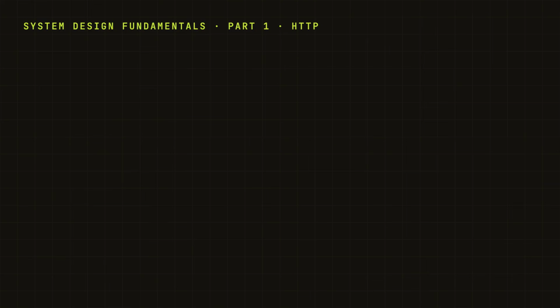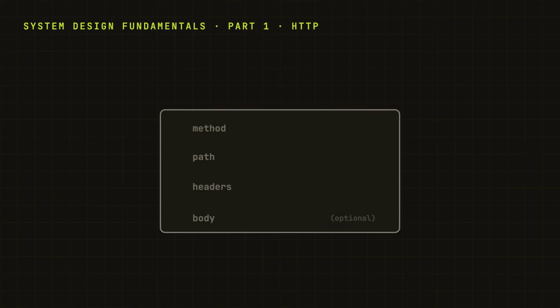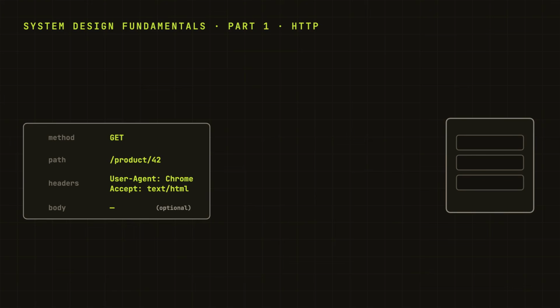Now, let's look at what is inside a request because interviews ask this. A request has a few parts. It has a method which says what you want to do. It has a path which says what you want, like slash product slash 42. It has headers which are extra information about the request, like who you are, what format you want back, and sometimes a body, the actual data you are sending. For example, when you submit a form.